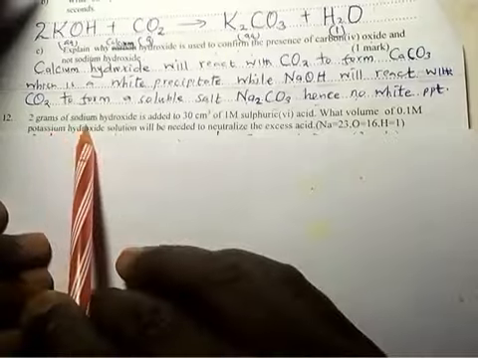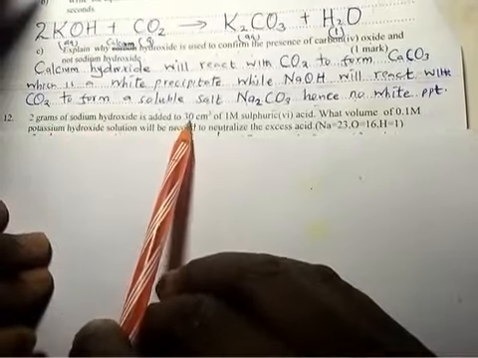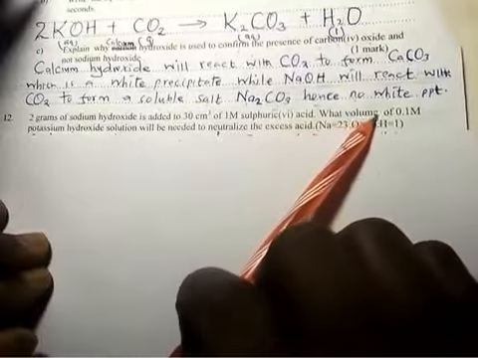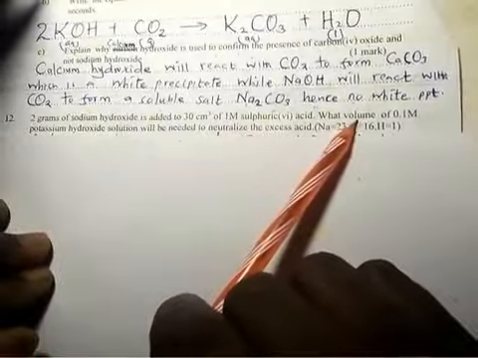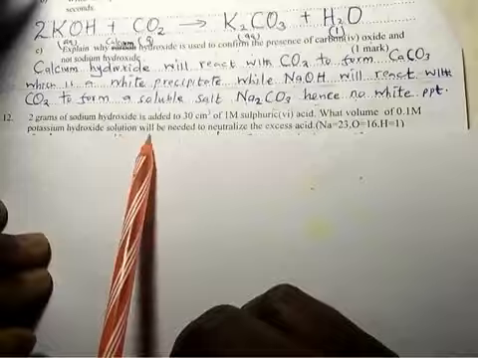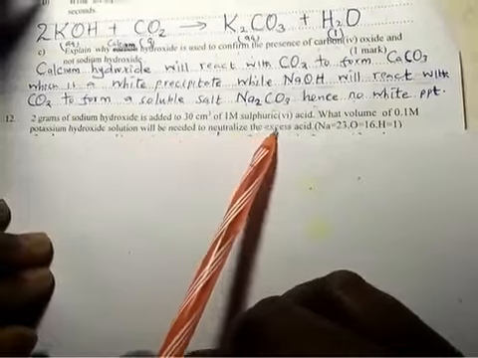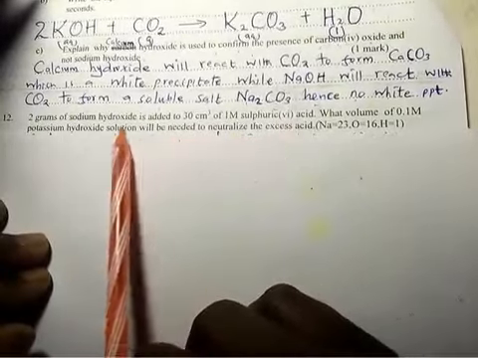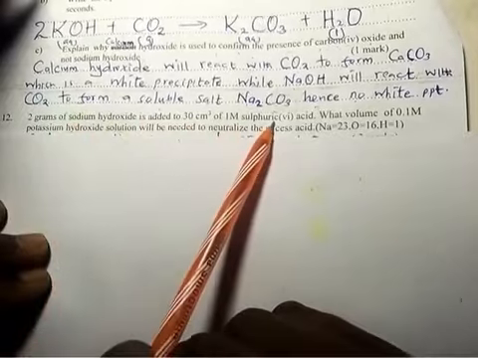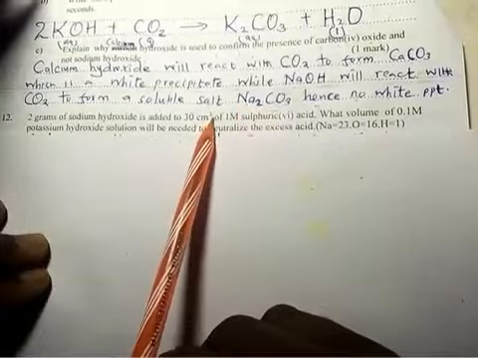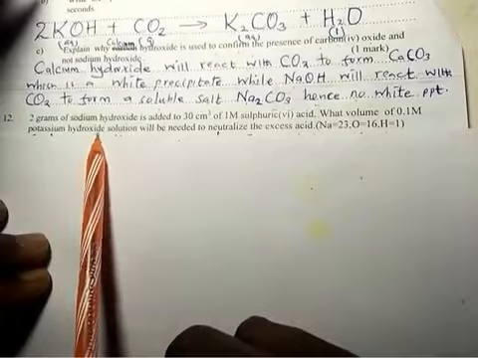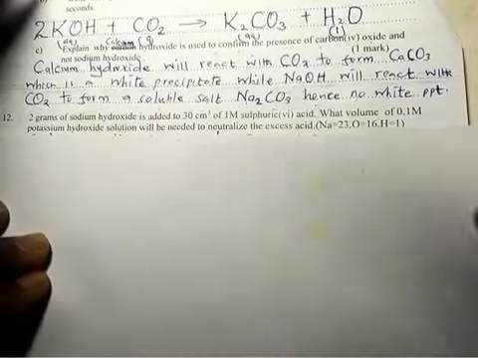2 grams of sodium hydroxide is added to 30 centimeters cube of 1 molar sulfuric acid. What volume of 0.1 molar potassium hydroxide solution will be needed to neutralize the excess acid? So here, this is what we call back titration. Sodium hydroxide is going to react with the sulfuric acid. Because the acid is in excess, again it is going to be reacted with potassium hydroxide. So allow me to take you through the calculations very fast because of time.